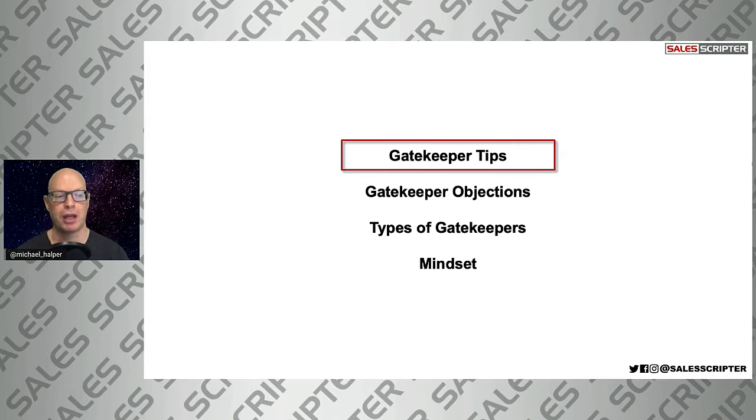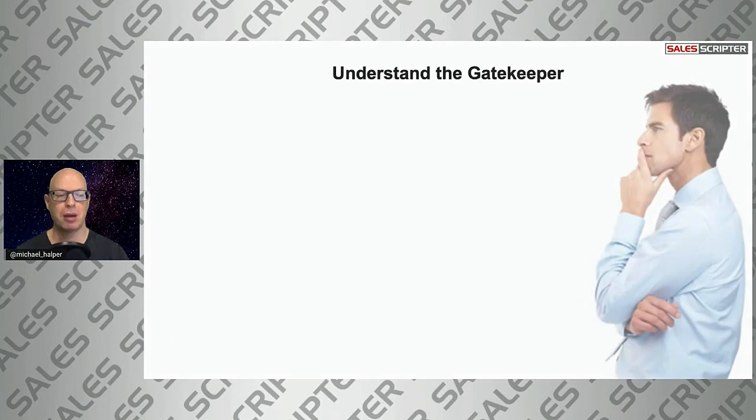So let's just jump right in and talk about some gatekeeper tips. The first tip is to take a step back and first try to understand the gatekeeper. One of the core concepts in the Smart Sales System is to understand the prospect that you're trying to sell to. By understanding the prospect, you will improve your ability to sell to the prospect. So if we're trying to get around the gatekeeper, the first step is to understand the gatekeeper and where they're coming from.